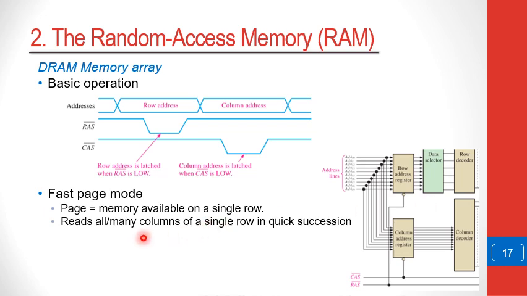So in fast page access mode, the DRAM is configured to read many or all of the columns in quick succession of a single row that has been selected, instead of simply latching in first the row address and then a particular column address. What the memory will simply do is take only the row address and then in quick succession read all of the column addresses.